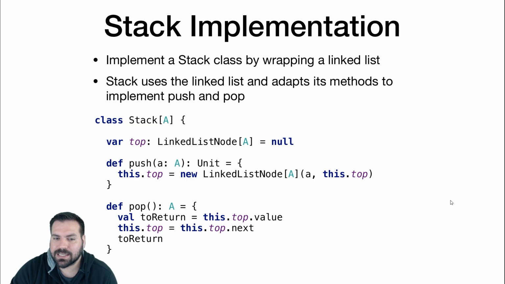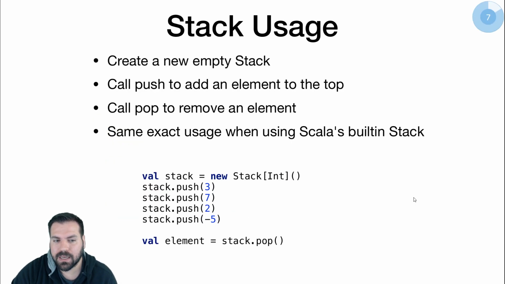And that's our stack class. That's our implementation of push and pop. Add to the top of the stack, pop from the top of the stack. If we want to use this, we're going to create a new stack. Say I want a stack of ints. I'm going to push 3, push 7, push 2, push -5. So my stack here is 3 on the bottom, then 7, then 2, then -5 if we're thinking of this visually. When I call pop, I want to return the element and also remove it from the stack.